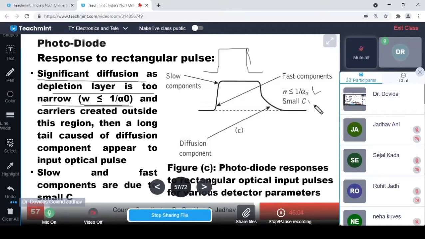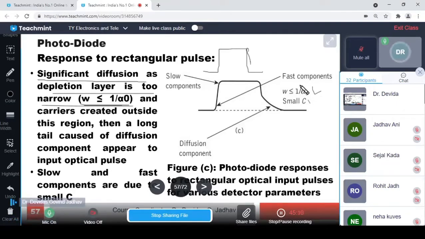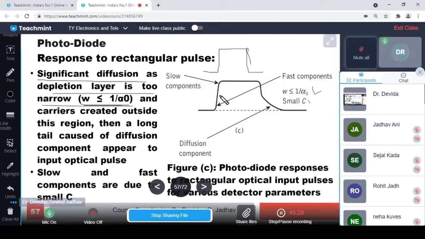As the width is shorter than 1 upon alpha 0, there is no absorption of the photons immediately. Photons take a long time to get absorbed. They have a wider absorption region, and they may have the diffusion also. So carriers are created outside the depletion region, and then a long tail is caused by the diffusion component. So this is the diffusion tail.